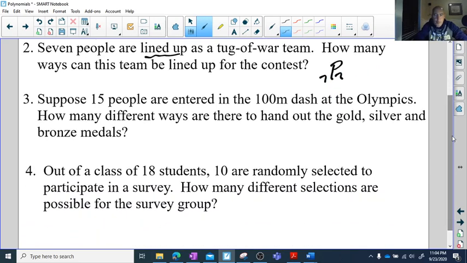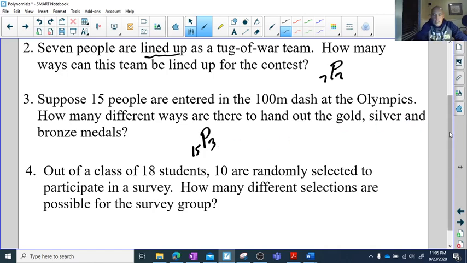There's the number of ways you can pick a group of 7 from a group of 7. Next: you've got 15 people entered in the 100-meter dash at the Olympics. How many different ways are there to hand out the gold, the silver, and the bronze medals? I mentioned this one earlier. That means the order of the 3 finishers is going to matter, so it's a permutation. There are 15 people in the race, and we're going to pick 3 out of that to be the gold, silver, and bronze medalists.